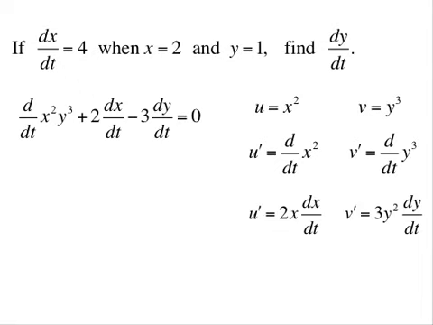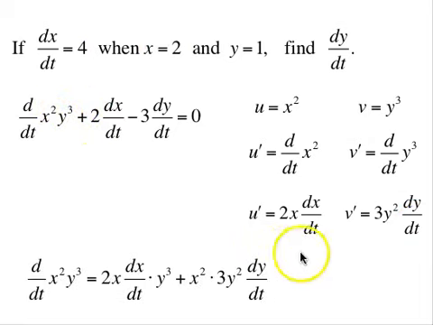So recall our product rule, u prime v, so 2x dx dt times y cubed plus u v prime, plus x squared times 3y squared dy dt. That will be the derivative with respect to t of this product, x squared y cubed. Again, u prime v, 2x dx dt times y cubed we have here, plus u v prime, plus x squared times 3y squared dy dt. So we're going to substitute this in for this piece and continue with our algebra.